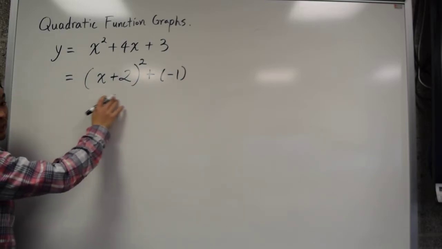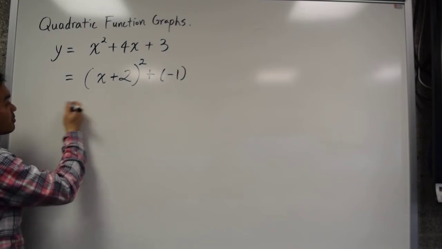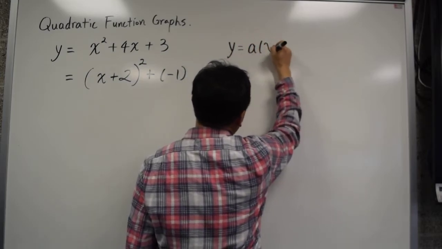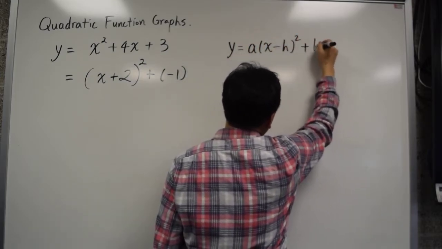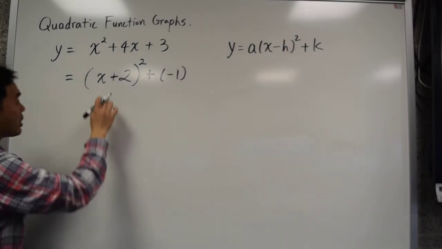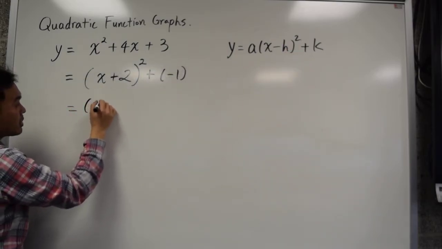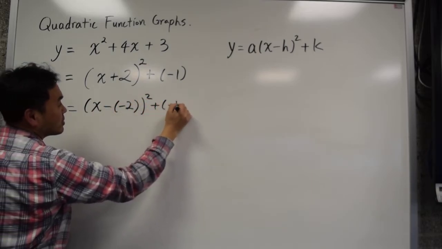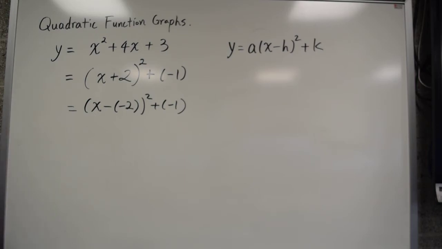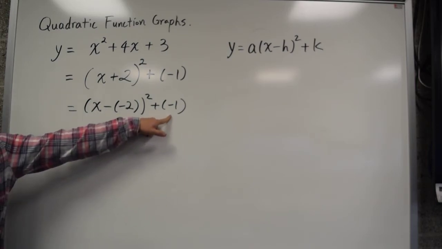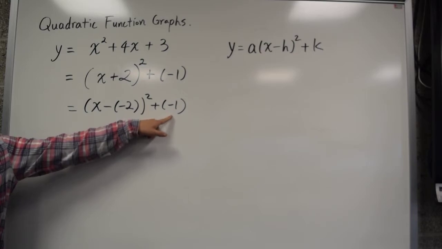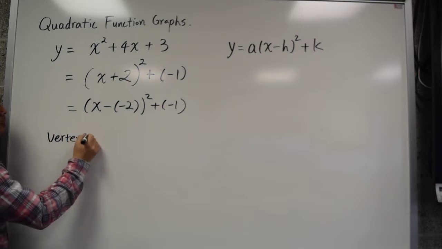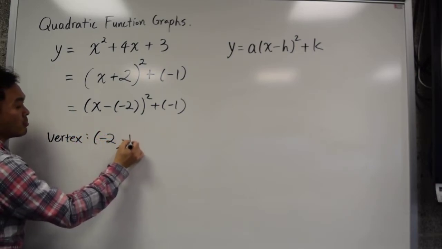Now, this is almost vertex form, but remember the vertex form is y equals a times (x minus h) squared plus k. So you need a minus here. So the way you write it should be (x minus -2) squared plus -1. Okay. So h is -2, k is -1. Once you have that, can you tell me the vertex now? The vertex will be (-2, -1).